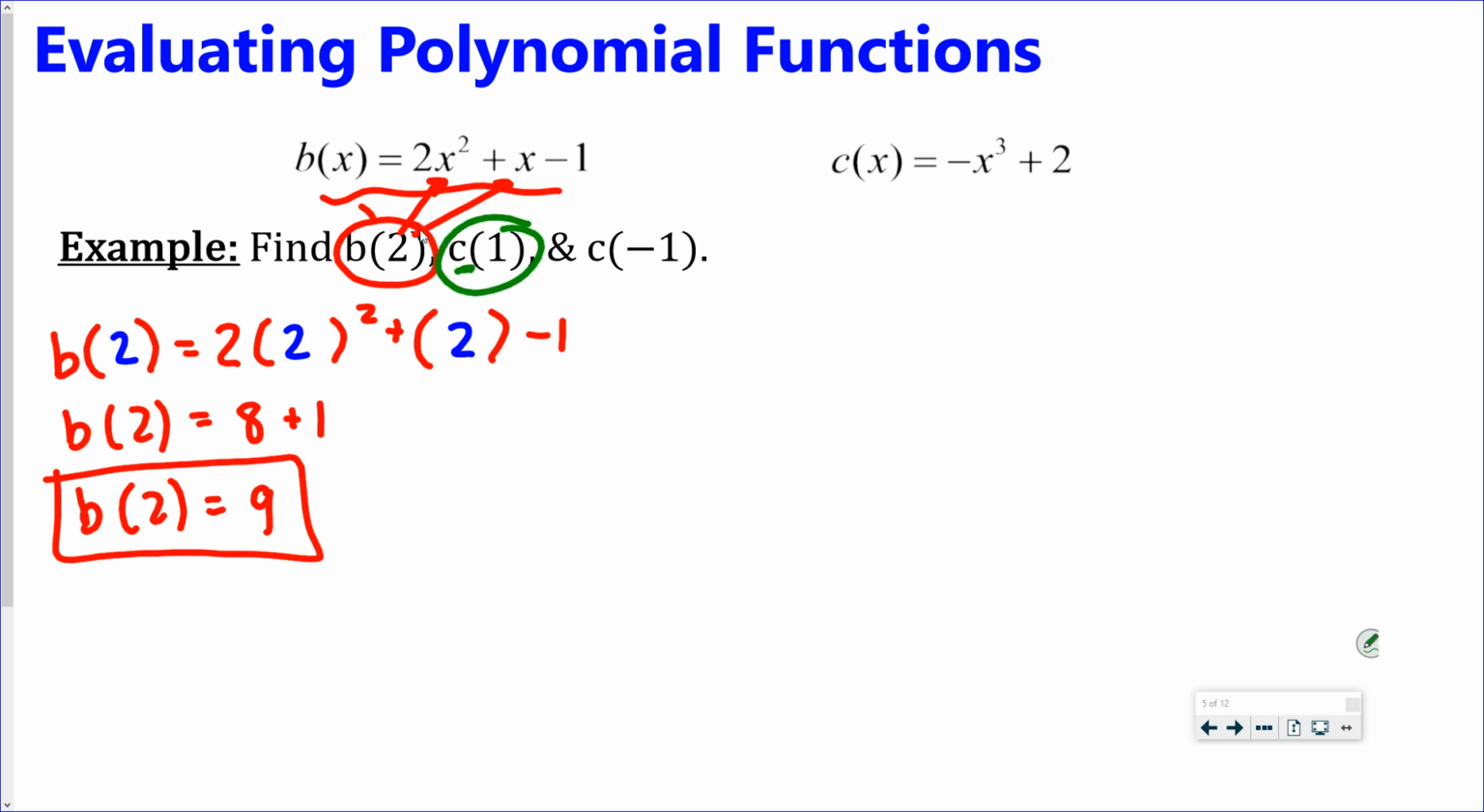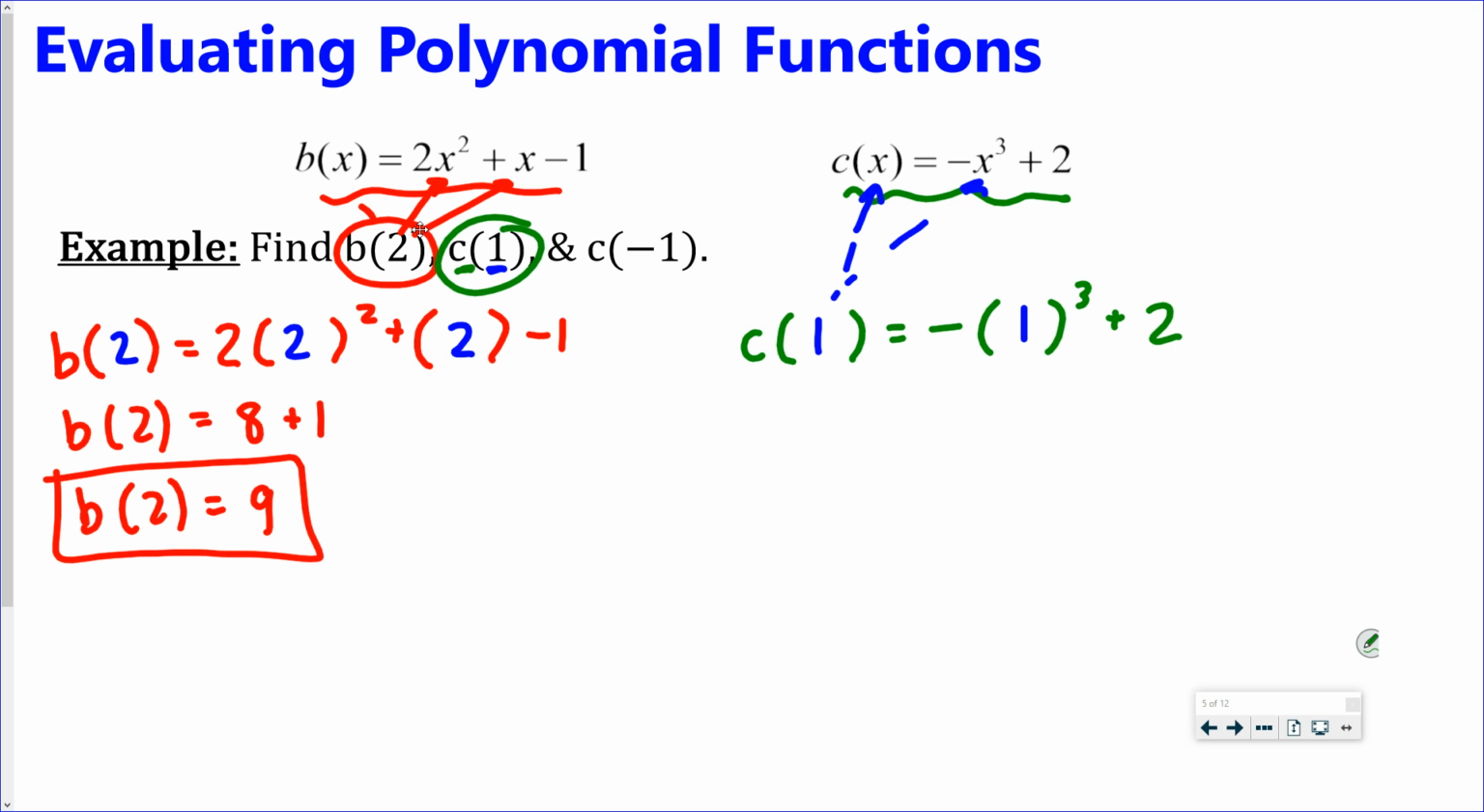Okay. C of 1. This first letter is telling me which function it wants me to plug it into. So I'm going to use C of x. And whatever's in the parentheses, that's what I'm plugging in for x. So if I want to find C of 1, I would take out the x's and replace them with parentheses. Please, please, please use parentheses. Getting good habits right now. Just like I did here, plug in 1 for all the x's.